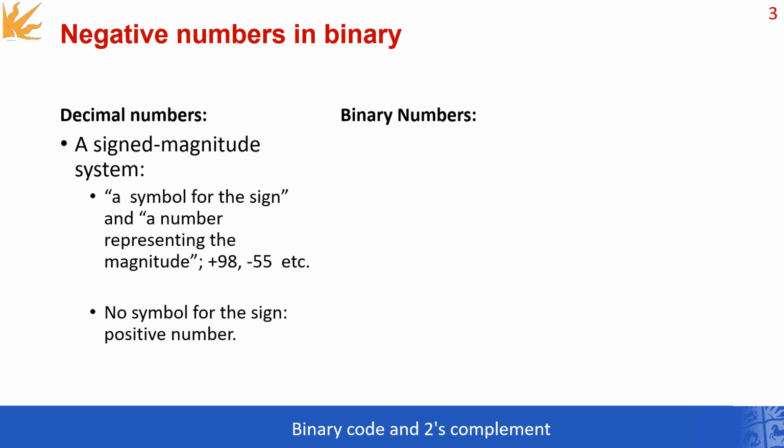So let's talk about negative numbers in the binary system. In the decimal numbering system, we use what is called a signed magnitude system. This means that we use a symbol for the sign and a number that represents the magnitude. Moreover, if we omit the sign, this means that we talk about a positive number. For instance, plus 98, if you see it as simply 98, you know that it's a plus 98.